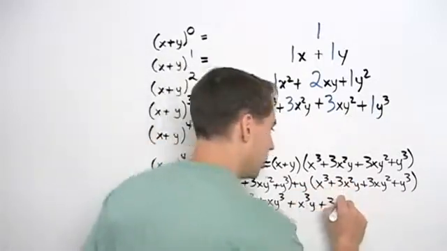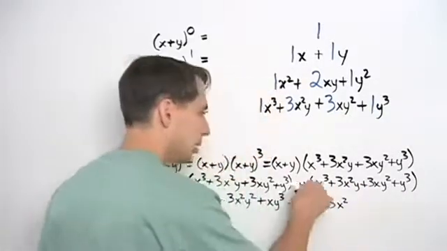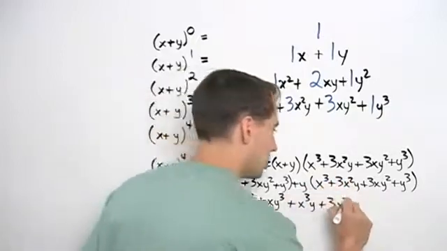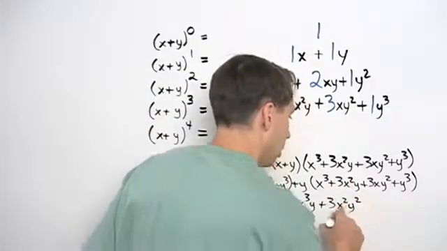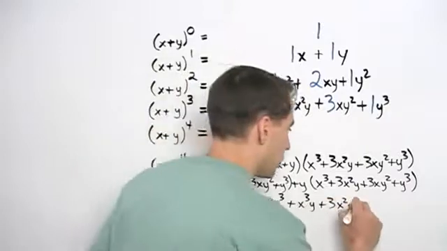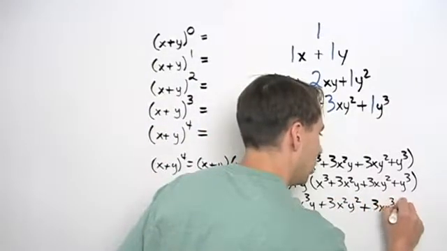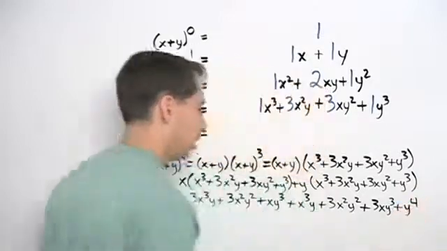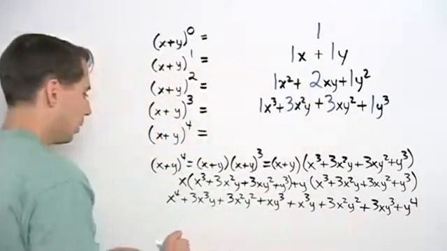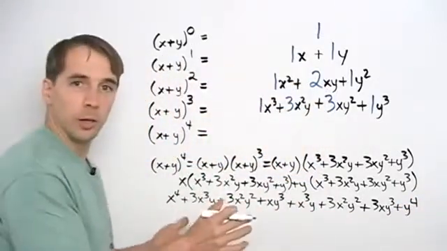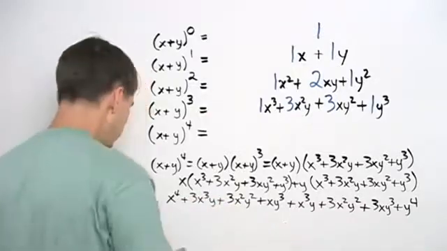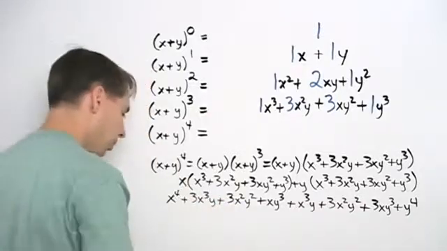Multiplying y by each term in here. You know, y times x cubed is x cubed y. y times 3x squared y gives us 3x squared y squared. And this is taking a long time. Look at that. That doesn't look like a whole lot of fun. But we have multiplied it all out. Took us a while. But now we know what x plus y to the 4th is.